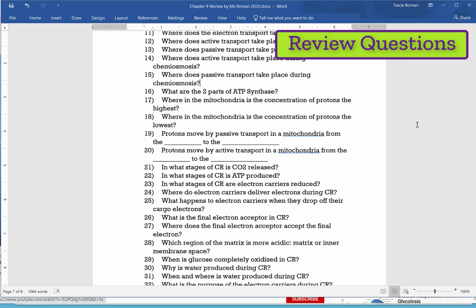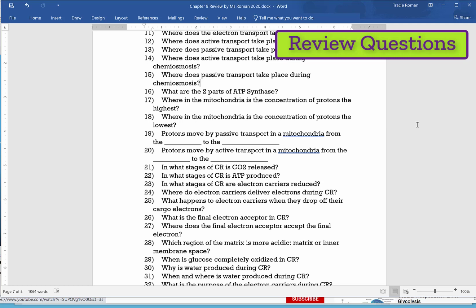In what stages of cellular respiration are electron carriers reduced? So when they're reduced, they are gaining electrons. So that would be in three of the stages: glycolysis, the prep step, and Calvin cycle. And technically, the electron carriers are oxidized during oxidative phosphorylation.